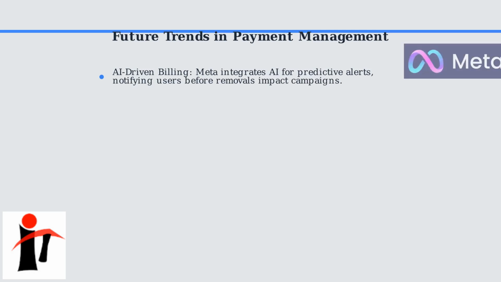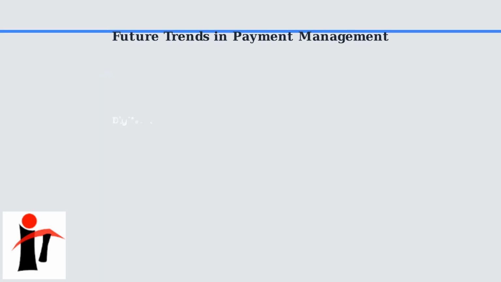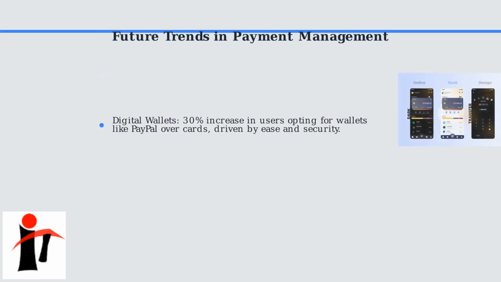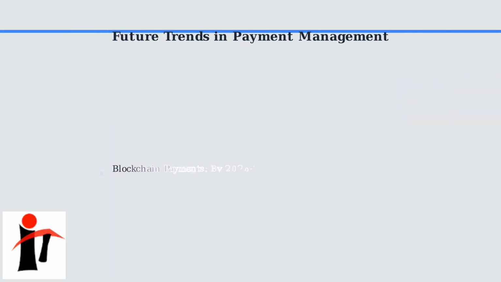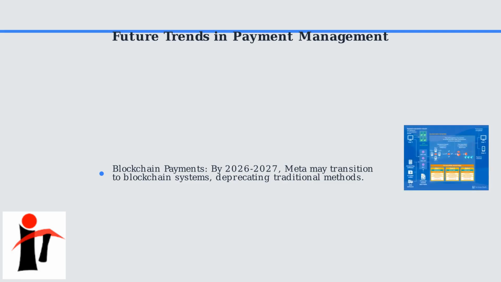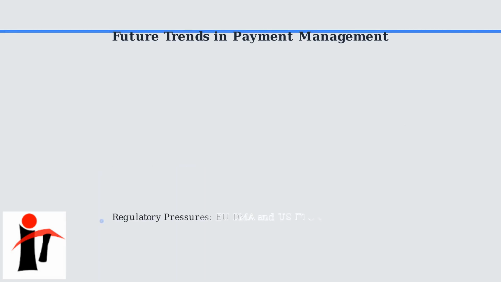Digital payment management is evolving rapidly. Meta is integrating AI for predictive billing alerts, notifying users before removals could impact campaigns. This trend is shifting towards digital wallets, with a 30% increase in users opting for them over traditional cards. In the future, Meta may transition to blockchain-based payment systems, potentially deprecating methods like PayPal. Regulatory pressures from the EU DMA and US FTC are also pushing for easier removal processes with automated tools.